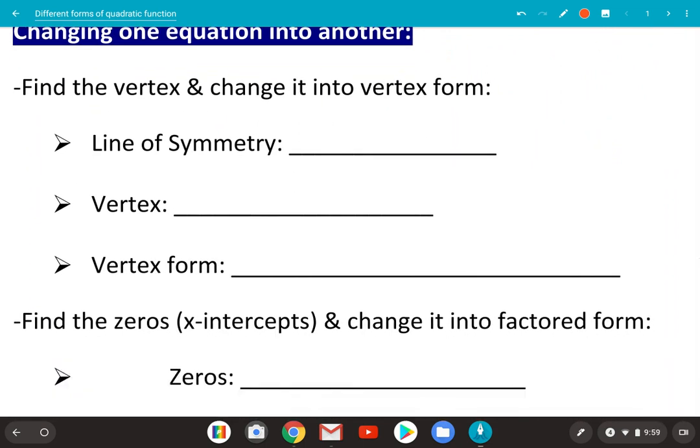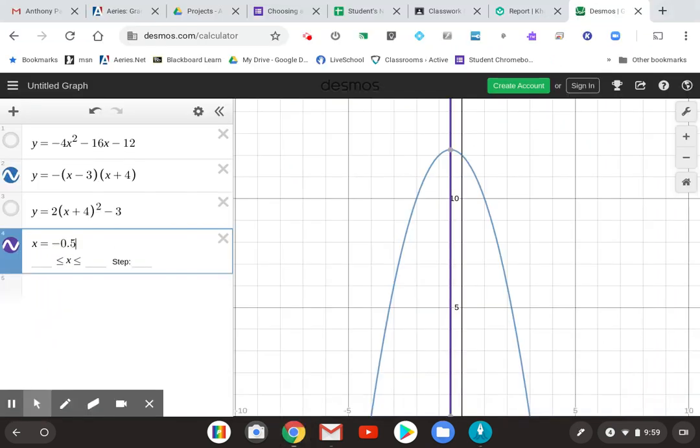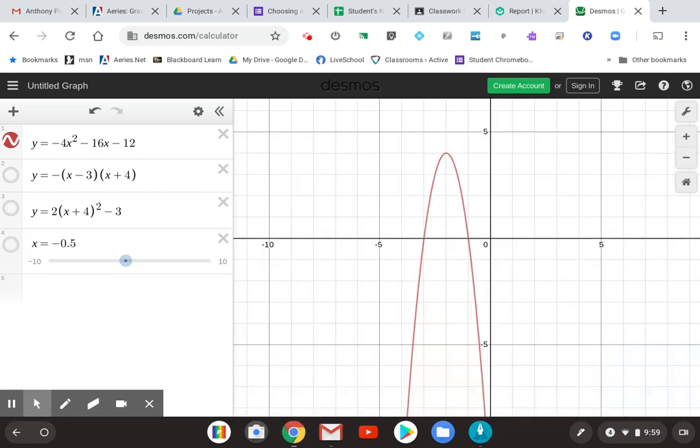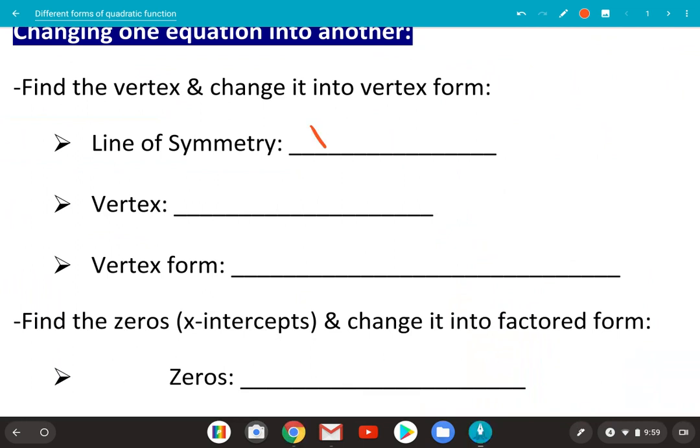All right, so we're going to be changing this. We're going to find the vertex form, and we're going to find the factored form. This one actually works out really nicely. It is this one. So vertex form is first. It's negative 2, 4. So our line of symmetry is x equals negative 2. Vertex, negative 2, 4.